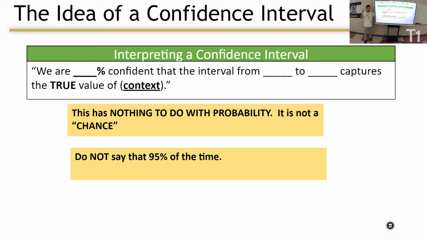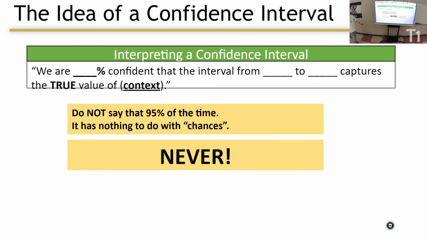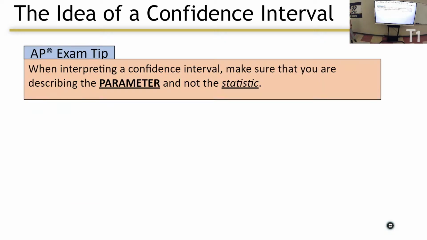Out of the 5 choices you get, "95% of the time." Another one they're going to say is "we are 95% confident that the interval from here to here will capture the sample." I'm 100% confident it captures the sample. The sample is what I'm using. So I'm not trying to capture the sample. I'm trying to capture the population. Okay, don't do it. It has nothing to do with chances. Don't say 95% of the time. 95% confident.